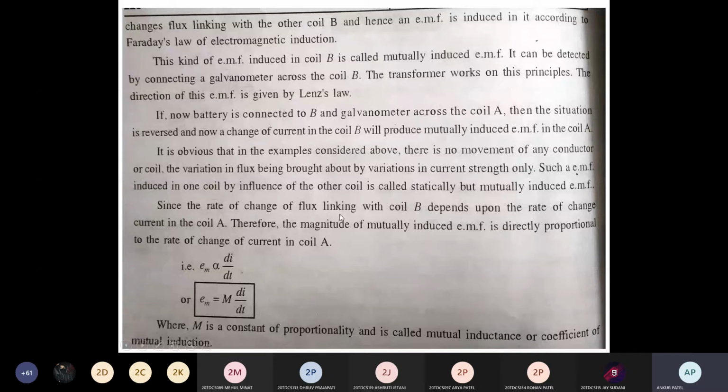The rate of change of flux linking with coil B depends upon the rate of change of current in coil A. Therefore the magnitude of mutually induced EMF is directly proportional to the rate of change of current in coil A. So E subscript M for mutual induction is proportional to di by dt. M is the proportionality constant. So EM is equal to M di by dt, and M is also called mutual inductance or coefficient of mutual inductance. Anyone having doubt about this mutual inductance?